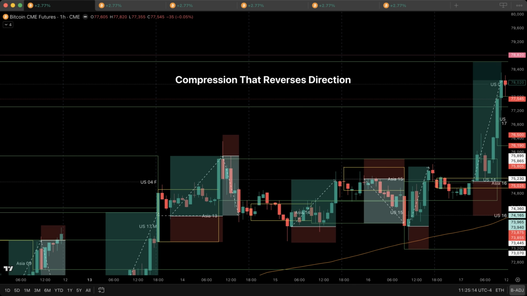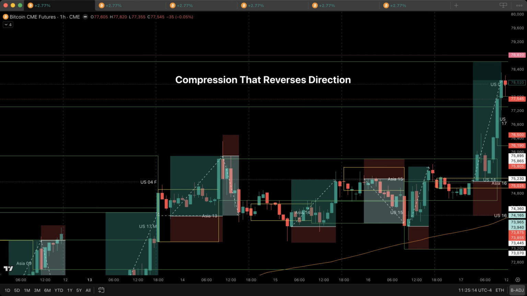Now the worst situation. You enter late. The move is already gone. It stalls immediately. It returns faster than before. Now you are trapped. This is where most positions fail.